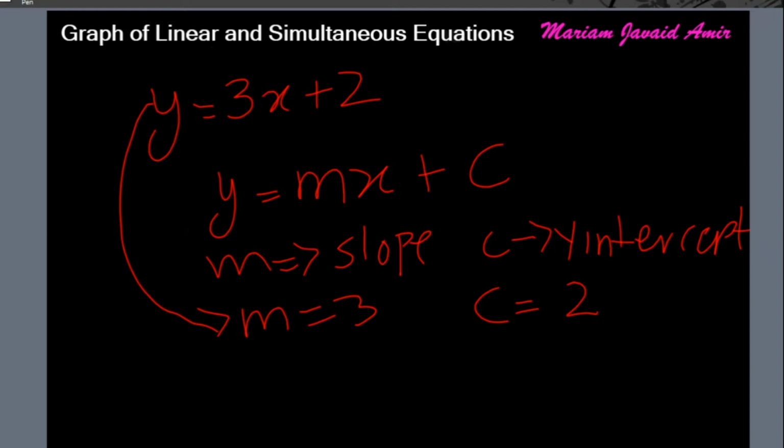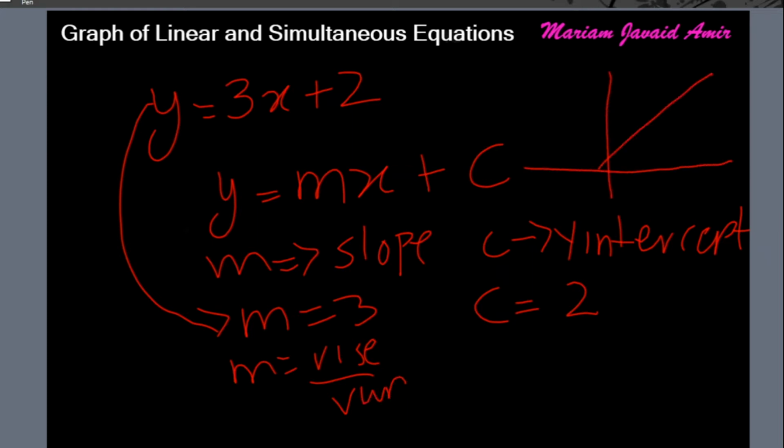Now slope is the rise over run. So for any, let's say this is the straight line, the value of this rise divided by the value of this run will give us the value of slope. So m equals 3 and c is the point where the graph cuts the y-axis. So for this particular equation, the graph should cut the y-axis at 2.